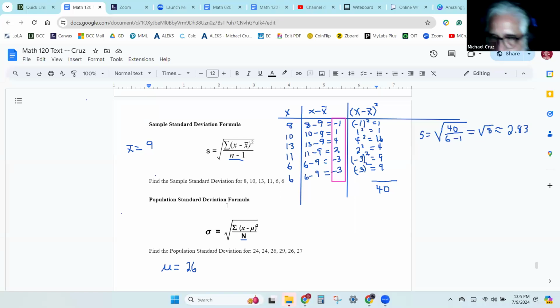All right. So now we're going to do another one for this population. Let me push it over here. So here's our x, and then we're going to just put all of these values.